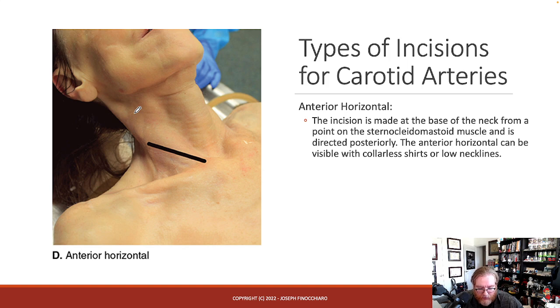There is the anterior horizontal. The incision is made at the base of the neck from a point on the sternocleidomastoid muscle and is directed posteriorly. The anterior horizontal can be visible with collarless shirts or low necklines. So here we have the anterior parallel, right? We're starting at the point and we're coming up towards the angle of the jaw. With the anterior horizontal, we start in the same place, but then we cut essentially around the base of the neck. So once we make that cut, all that flap can open up and we can access whatever we need to access.